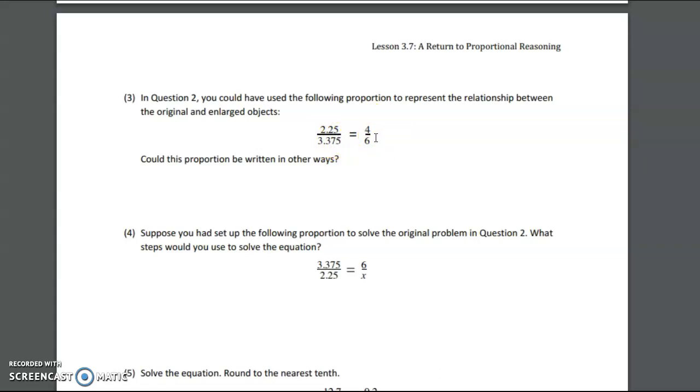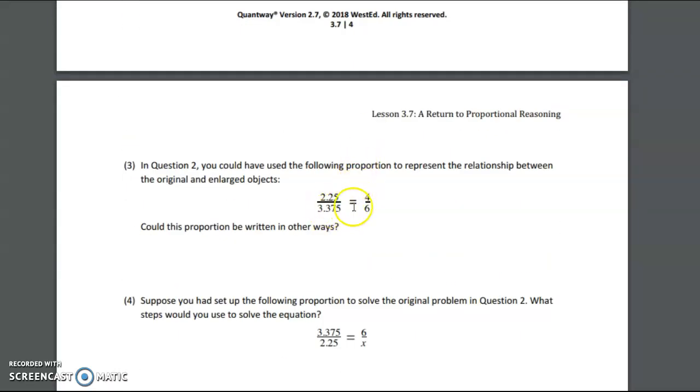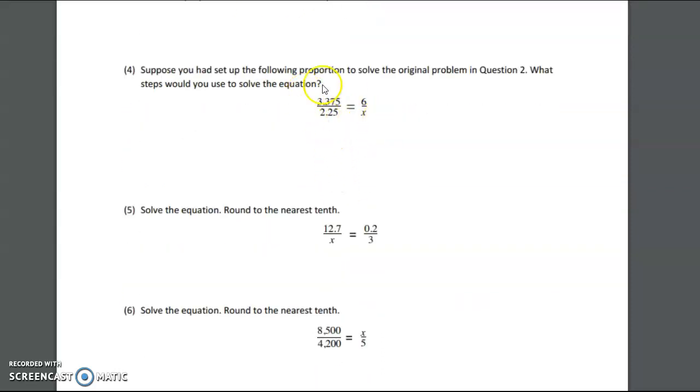In this example, maybe you set them up so that the first ratio are both from the same object. So this could be from the original logo, and the side is from the billboard. The values on top are both the widths of the object, and the values on the bottom are both the lengths. The units don't have to necessarily match all around, but the units should agree with the relationships that you have. There are a couple of ways that you could set up that proportion. They should do another way in number 4. No matter how you set it up, the missing piece is always the same.